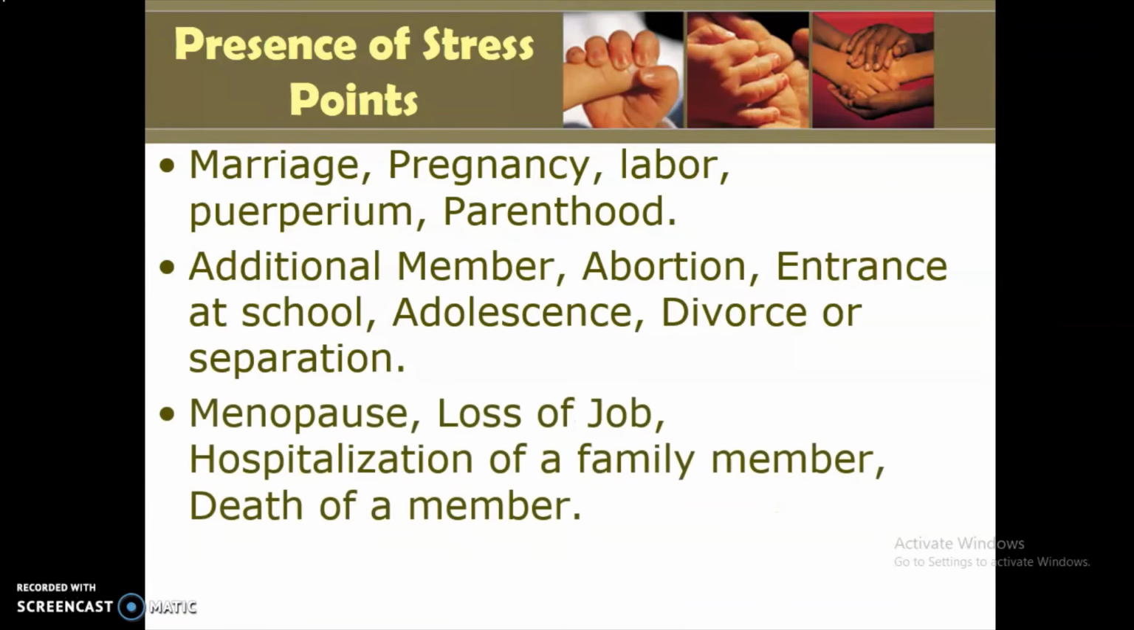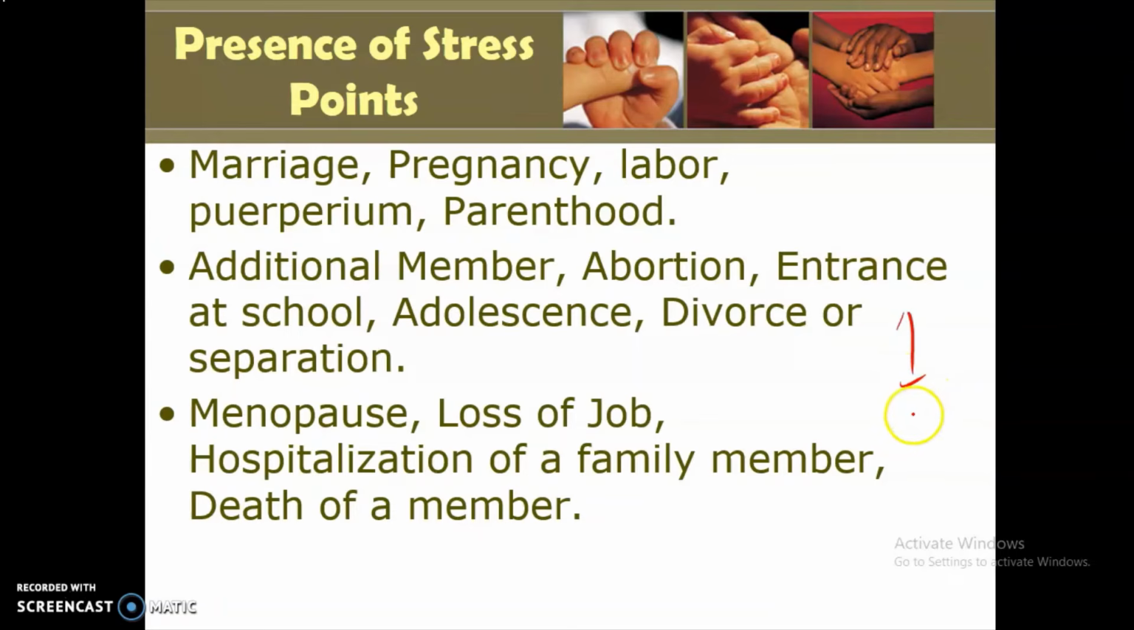This also includes your menopause, loss of job, hospitalization of a family member, and death of a member. So basically, may kinalaman siya sa gain and loss of a person. So they gain something, they lost something, but at the same time, it will affect yung kanilang current conditions or yung kanilang current situation at that moment. And the presence of stress points will score only 1 point.